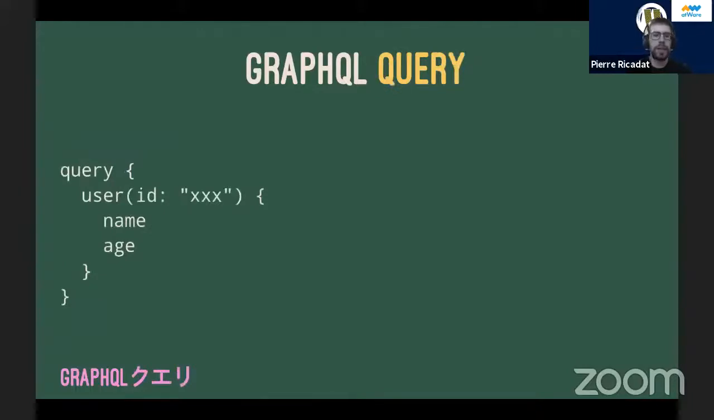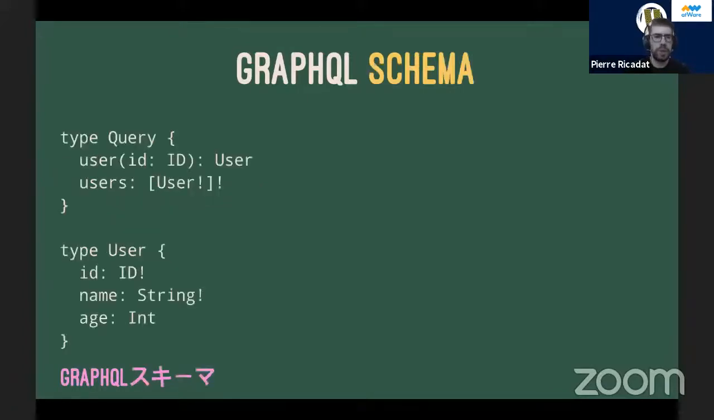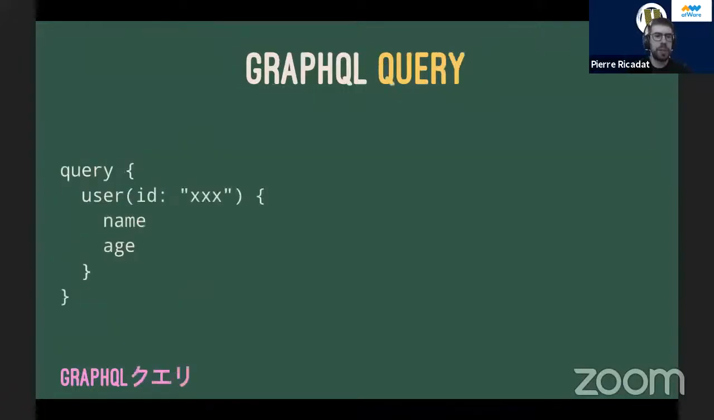And then on the client side, if you want to query that schema, the query looks like this. Here we can see that we called the user query. We pass the argument ID. Here the value is XXX. And we request the name and the age. You can see in the previous slide that user also has an ID, but because we didn't request it, it will not be returned. The server will only return name and age.